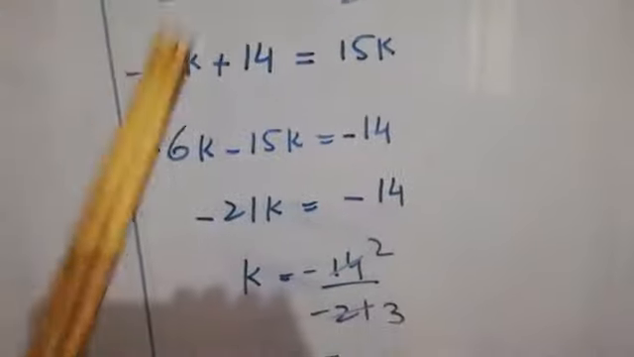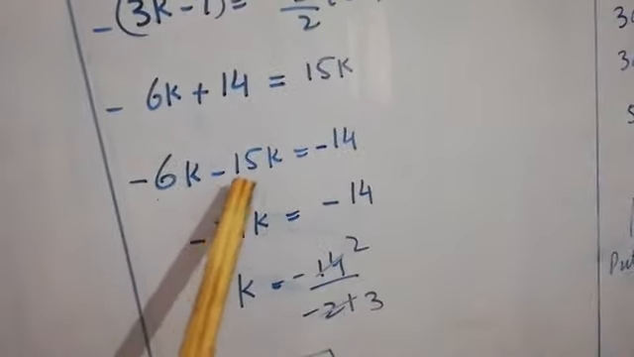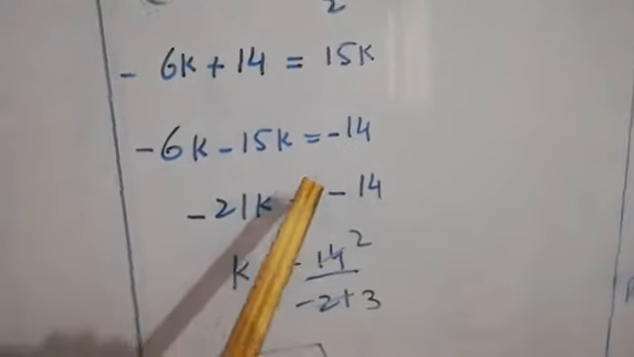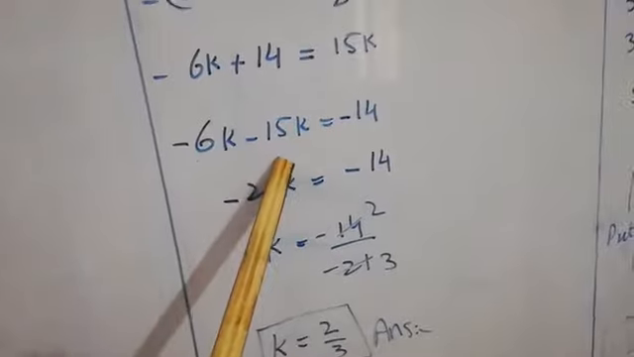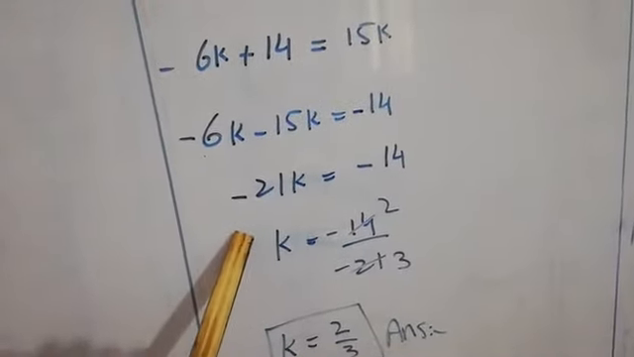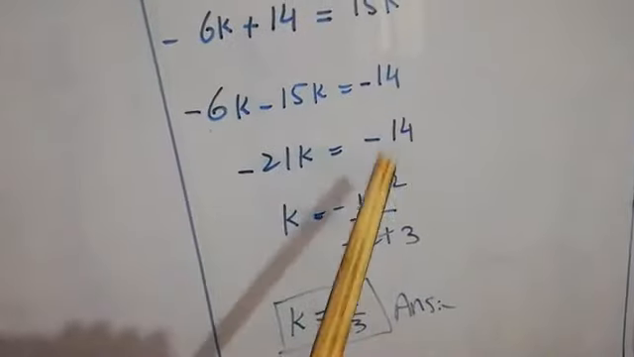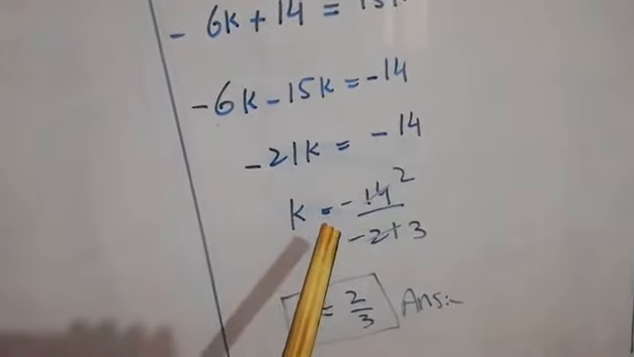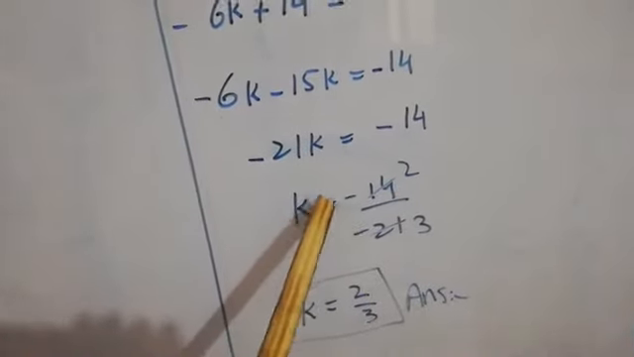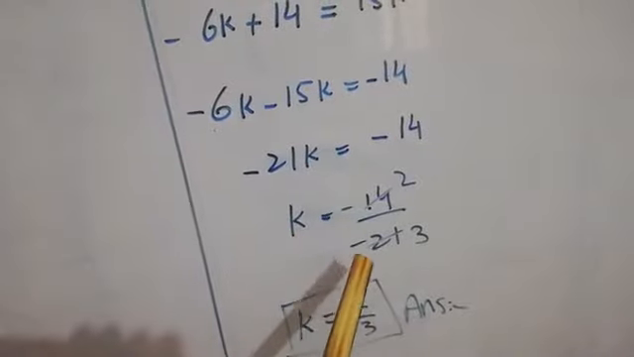We will combine the like terms and bring the value of k to the left hand side. 6k minus 15k equals minus 14, and minus 6 and minus 15 equals minus 21k, which equals minus 14. Minus minus will be cancelled with each other, and we will divide the equation by 21 on both sides, and we have k equals minus 14 by minus 21, or 14 by 21.